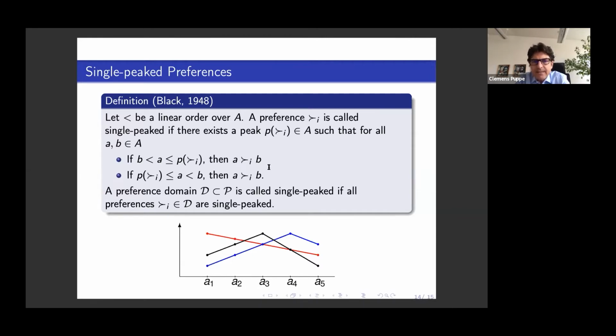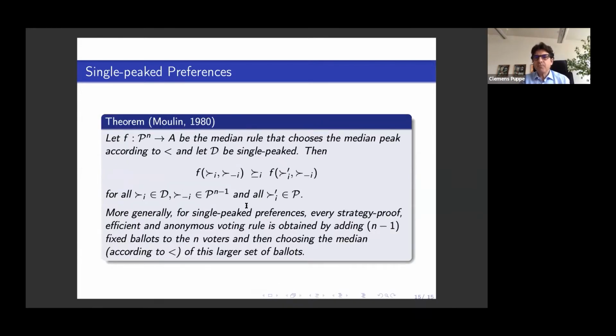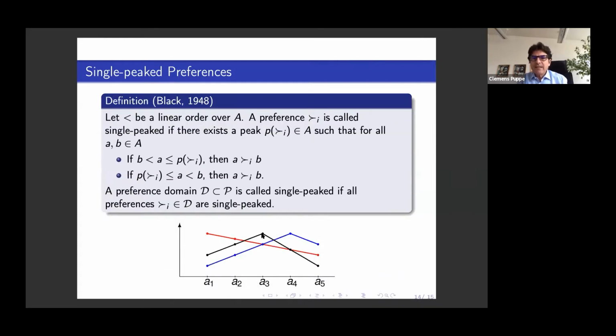And single-peakedness means that if you take two points to the left of the peak, and B is even further away from the peak than A, then A must be strictly preferred. If you take two points to the right of the peak, P, and B is even more to the right than A, then A must be preferred. So in this sense, you never have a spike again. You're single peaked. Then you have this nice possibility result, namely, you can simply take the median peak. This is the so-called median voter theorem.